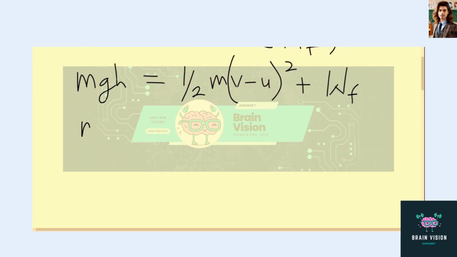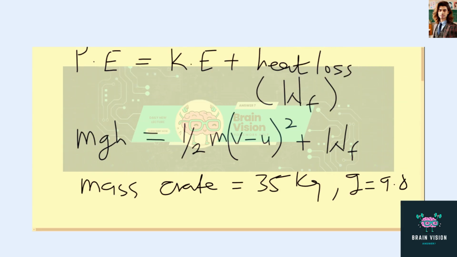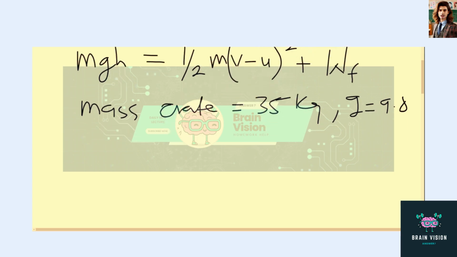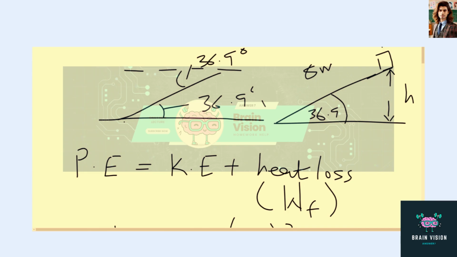All right, now the mass of the crate is 35 kilograms. We also know that gravity is 9.8, but we don't know the height. But we can calculate the height from the diagram up here.